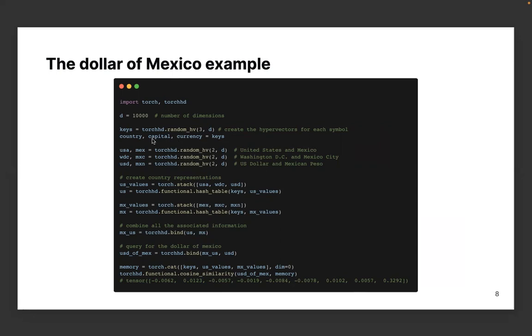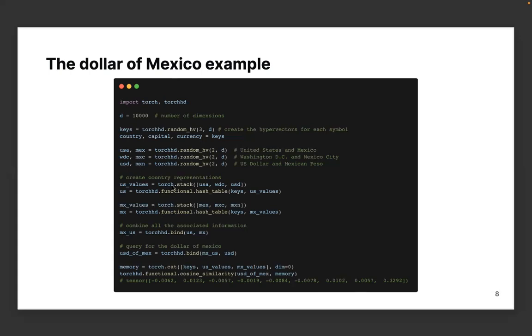And the way you could implement this is you first create the variables that you want to track. So in this case, we want to track the country, capital, and currency. So you create 3 random hypervectors for those. Then we specify all the possible options for each. So the country can either be USA or Mexico. The capital can either be Washington, DC or Mexico City. And the currency can either be US dollar or Mexican peso.